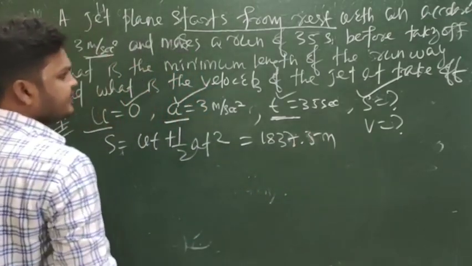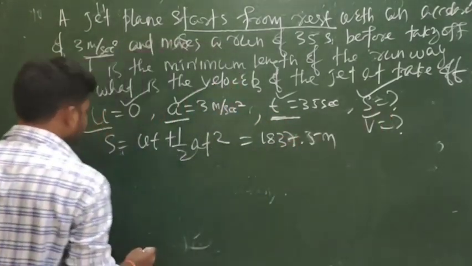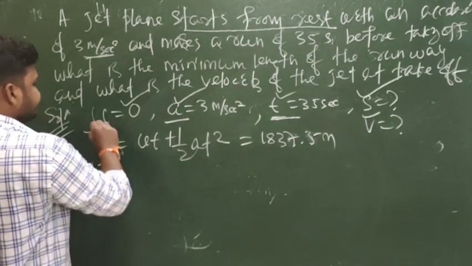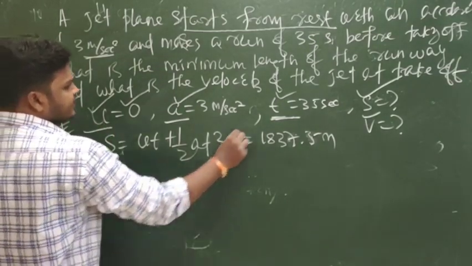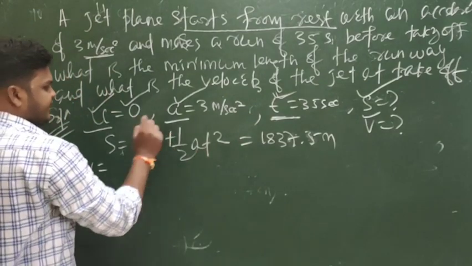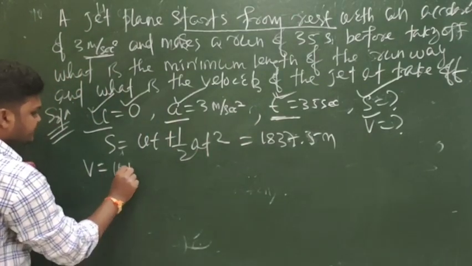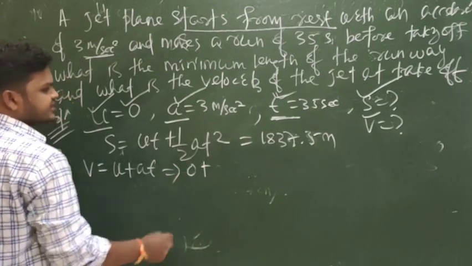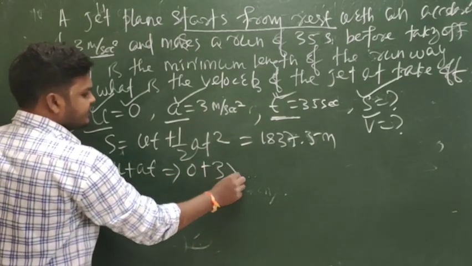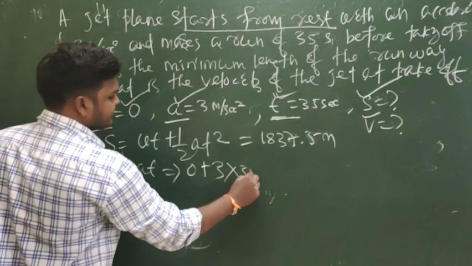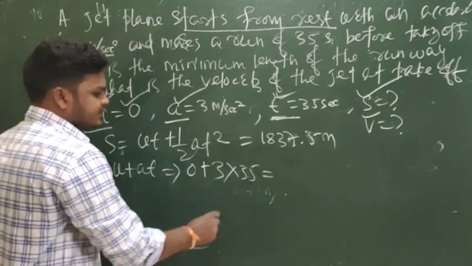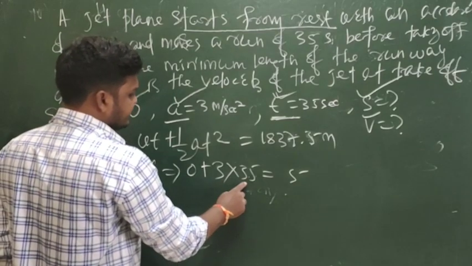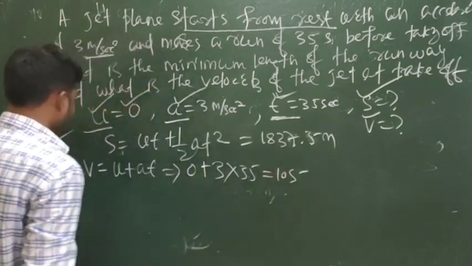Then finally we find the value of v in this case. u is given, t is given, a is given, so use v is equal to u plus at. So u is 0 plus a t, 3 into 35, so the answer will be 105 meter per second. This is the answer.